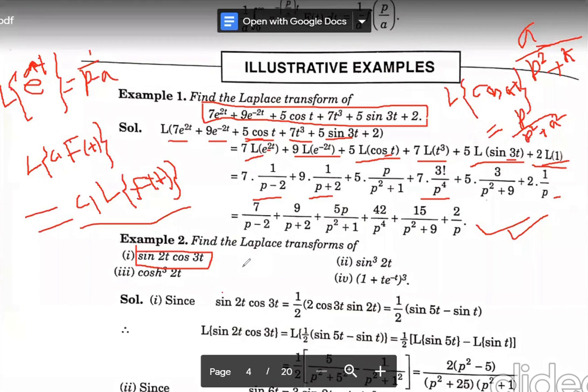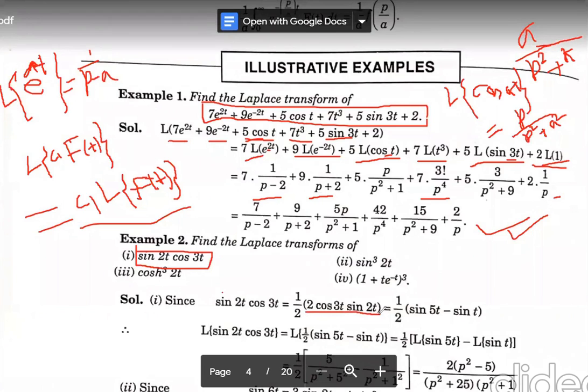2 sine A cos B or 2 cos A sine B, same thing. So what I have done: divide by 2, multiply by 2. So for this part, 2 cos A sine B, what is the formula? Sine A plus B minus what? Sine A minus B.